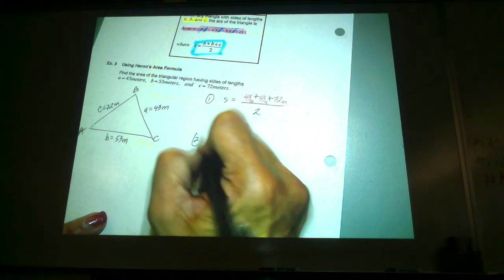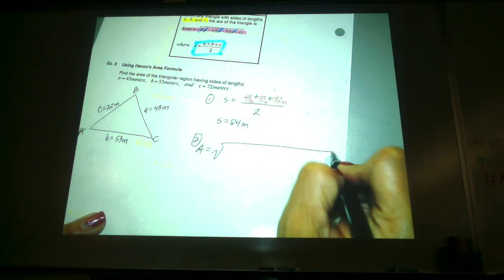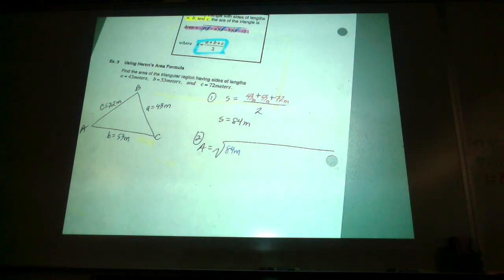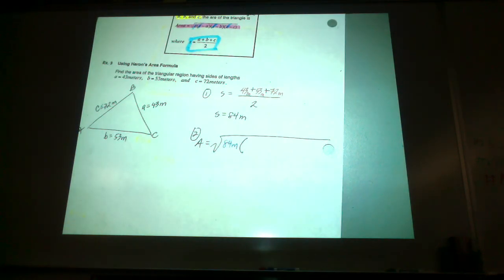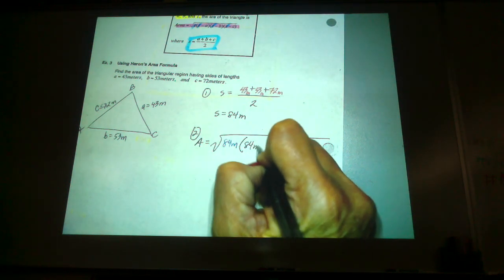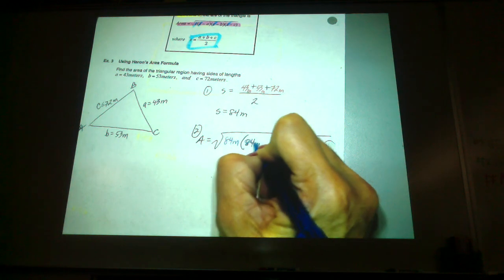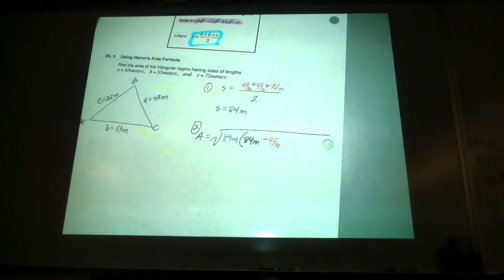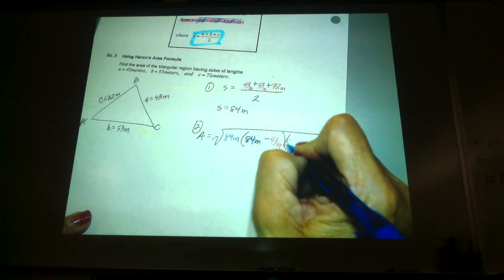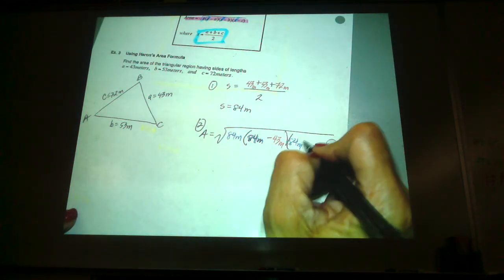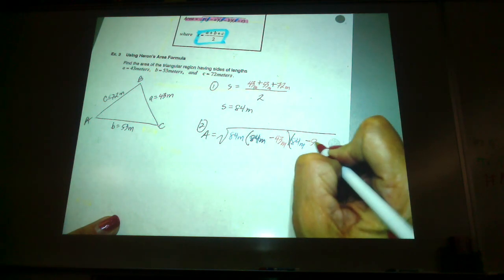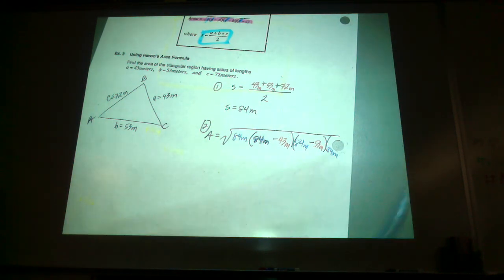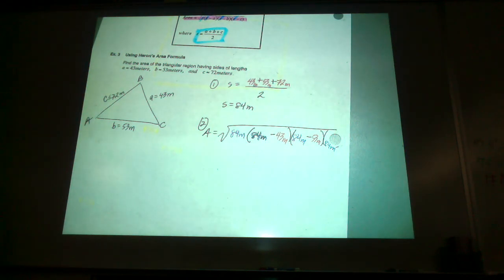Now we're going to sub that into Heron's formula. Area equals, don't drop off that square root. So we get 84 meters times, I'm going to always take S first, so I've got 84 meters, minus each of your side lengths, 43 meters, times 84 meters, minus 53 meters, times 84 meters, minus 72 meters.